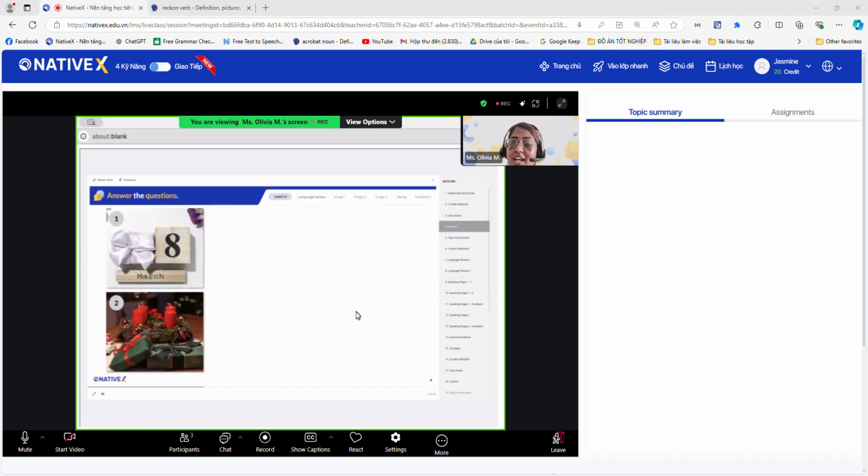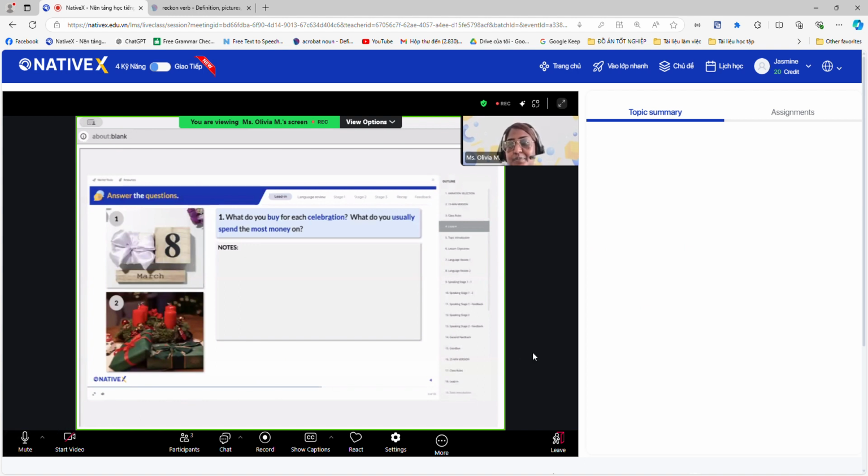Let's start off by answering some questions. What do you buy for each celebration? What do you usually spend the most money on? For each celebration, I usually spend the most money on gifts and clothes. Okay, so gifts and clothes for each celebration. And what do you usually spend the most money on? I think I spend the most money on gifts for friends and family.